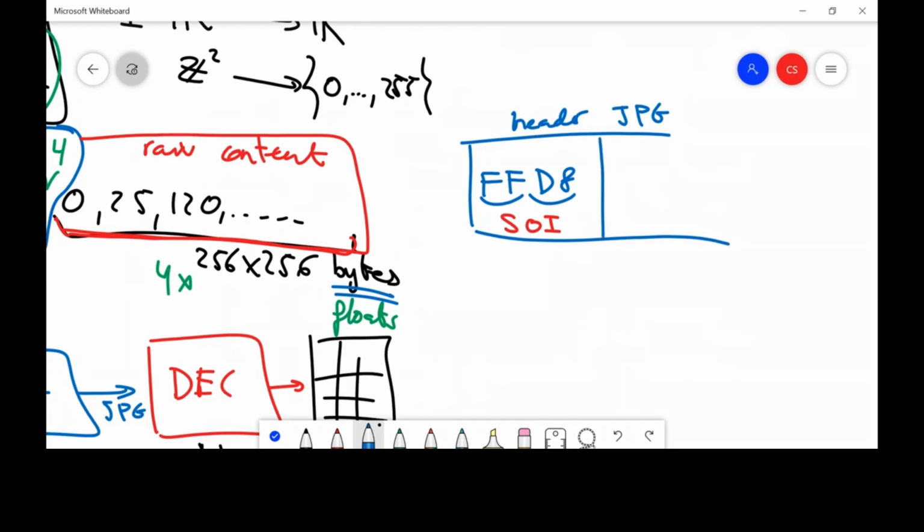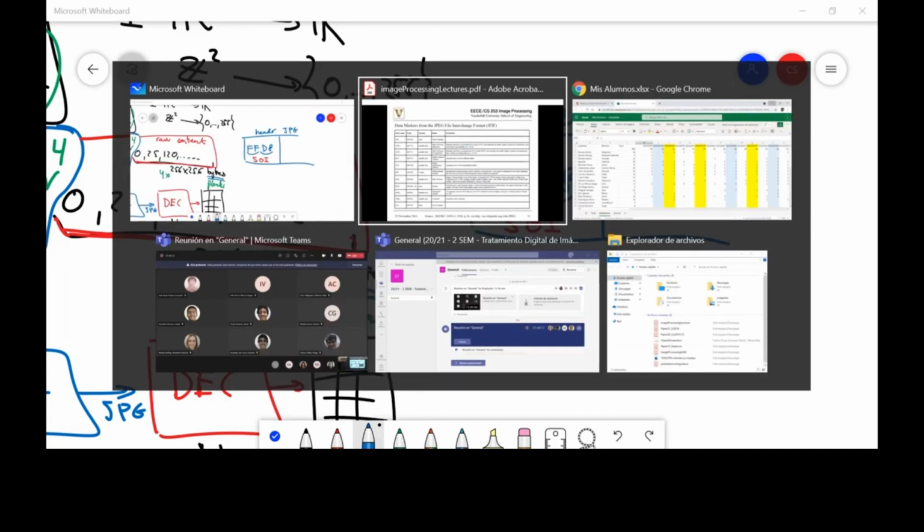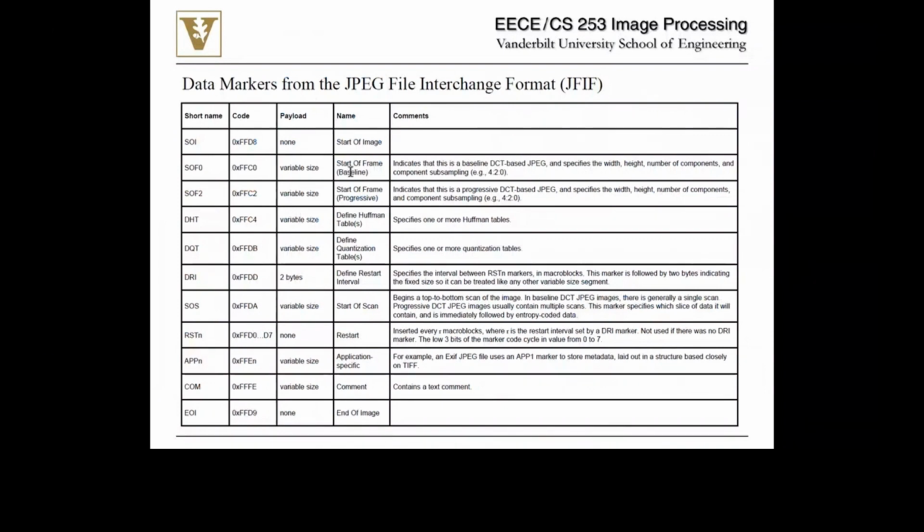What is next? Then you have many other messages. We have not defined the concept of frames, the concept of progressive frames. We were saying you can do the analysis at different frequencies and so on. So you have flags for a start of frame, a baseline frame, a progressive frame. You have labels to save your Huffman table, to define the quantization table.